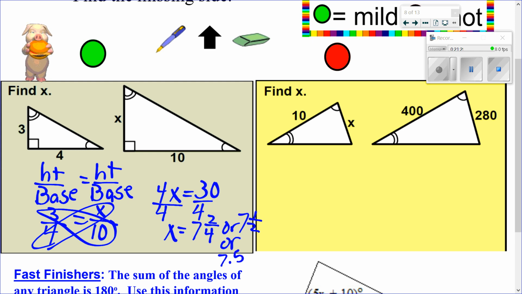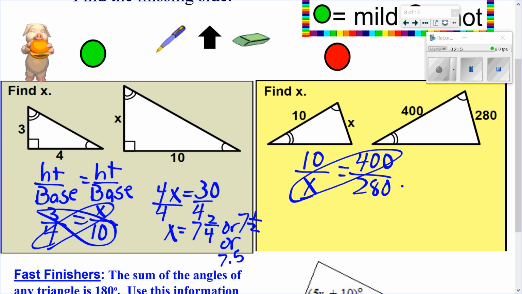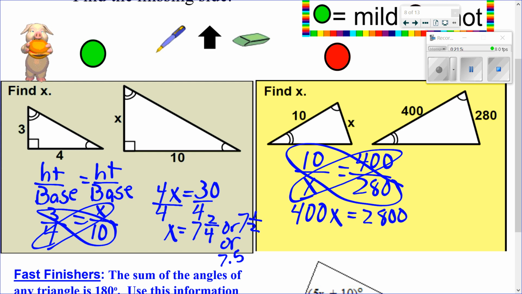Now let's look at the next one. Find x. So I'm going to do 10 is to x, slant to the side, slant to the side. You're going to cross multiply or cross products, which we like to use better in 8th grade. We get 400x equals 2,800. Divide by 400 because I'm isolating my x, and x is equal to 7.